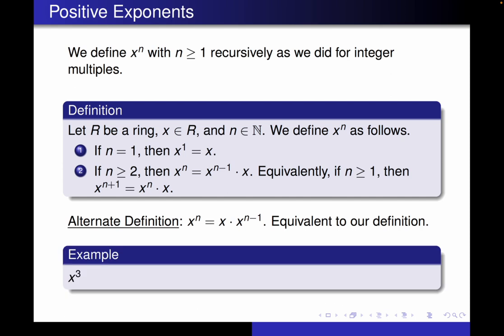So let's do a couple of examples, or actually we're just going to do one example. Don't get too excited. So if we want to compute x to the third, what is that? Well, by the recursive part of the definition, if we put in n equals 3, we get x to the 2 times x. That x to the 2 is equal to x to the 1 times x, and then that's still times x. And then, of course, we've defined x to the 1 to be x, so we get x times x, and then we multiply that by x.